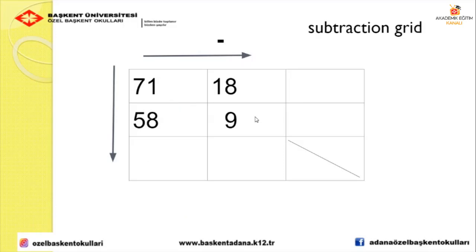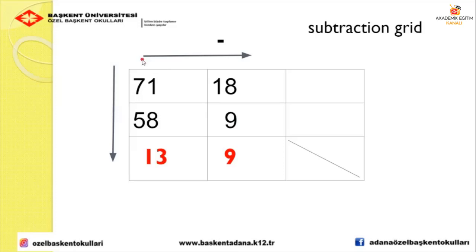This is a subtraction grid. Subtraction is fun if you have to complete one of those. We will subtract all the numbers vertically and horizontally. Let's have a go. 71 take away 58. You're right, it's 13. Now let's try with 18 minus 9. Equals 9. That was easy.